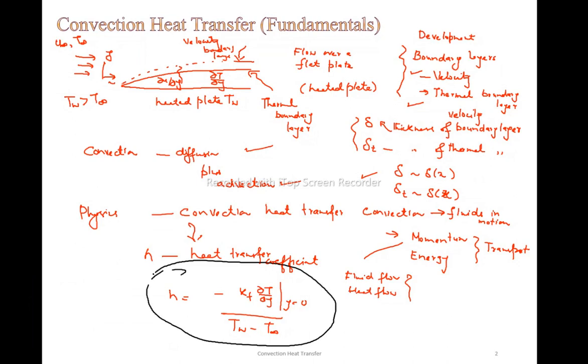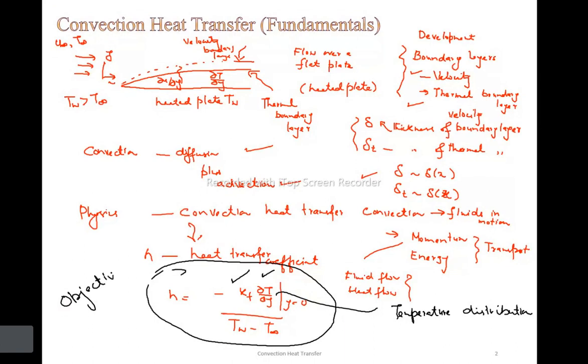This is how you can calculate convection heat transfer, as I told you last time. This is the thermal conductivity of the fluid, and this is the temperature gradient at the wall. The temperature gradient you can calculate if you know the temperature distribution. And your temperature distribution is dependent on the type of flow, velocity of the flow, nature of the fluid, and so many things. So it's quite complicated. Last time we ended with this, so your objective is this thing.